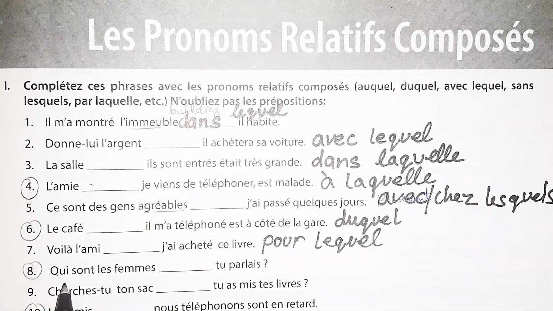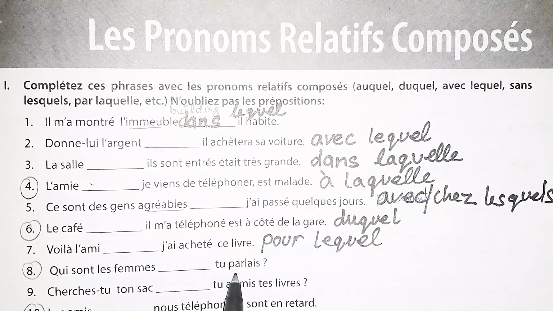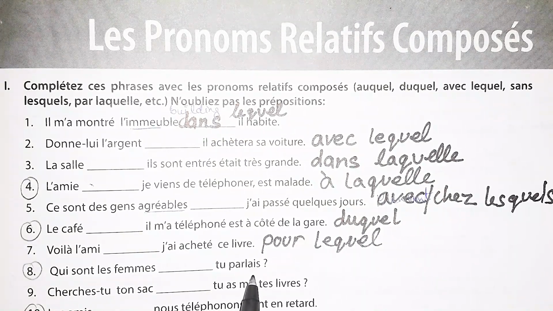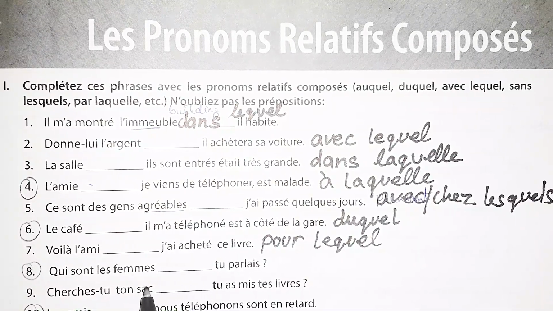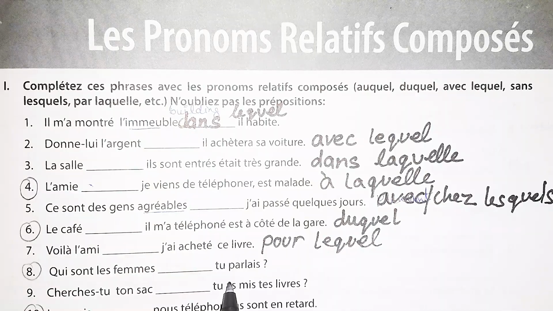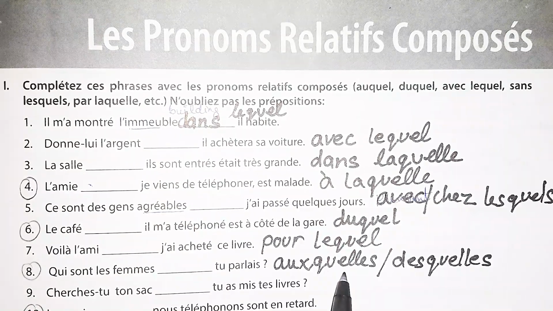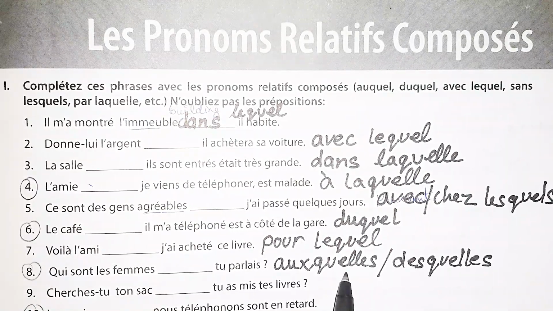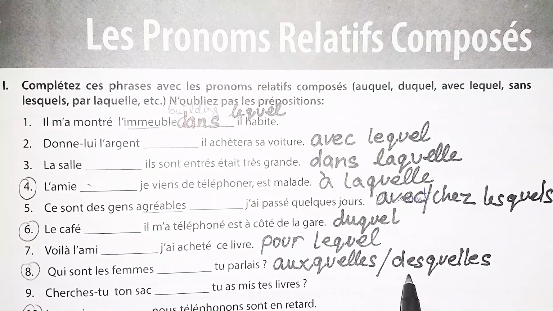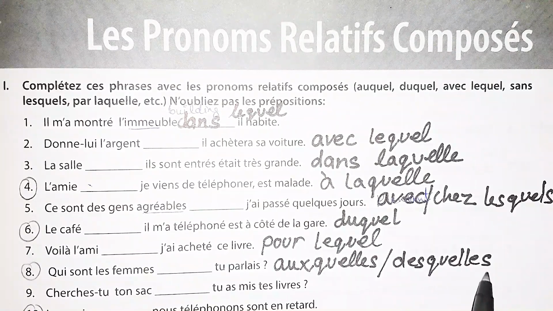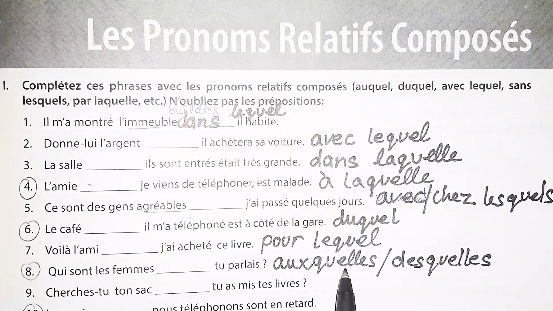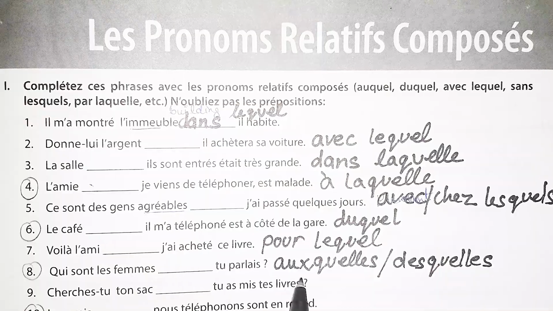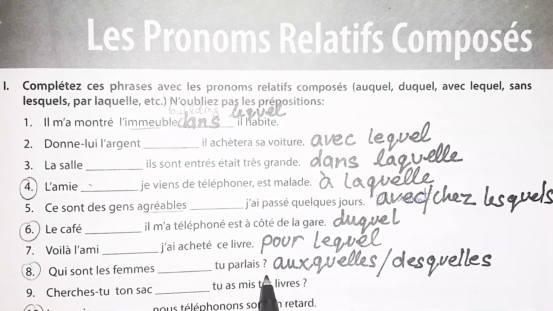Now the next one is qui sont les femmes dash tu parlais. Now it's a question statement. That means who are the women about whom you can write, or either you can use to whom you were speaking or talking. Okay. If you say to whom, then you can write auquel, and if you say about whom, then you can write desquels. Okay, and because femme is feminine and it is plural this time, so we'll use feminine plural case. Qui sont les femmes auxquelles or desquelles tu parlais?